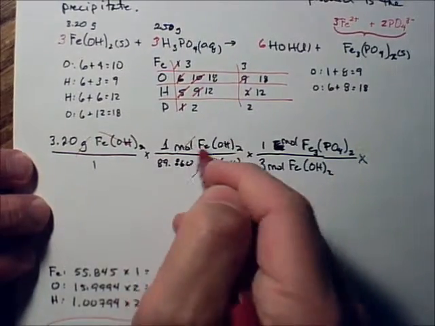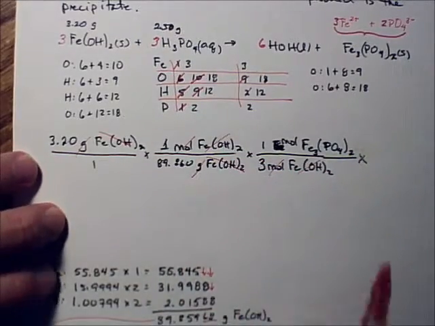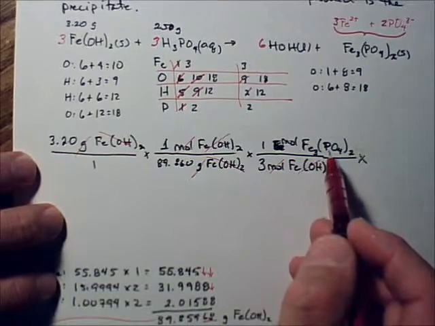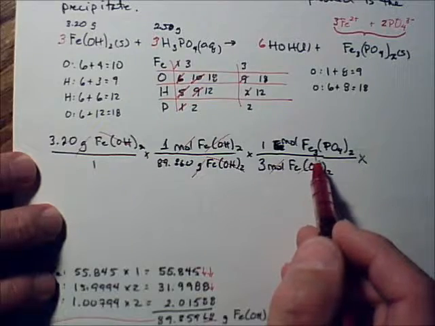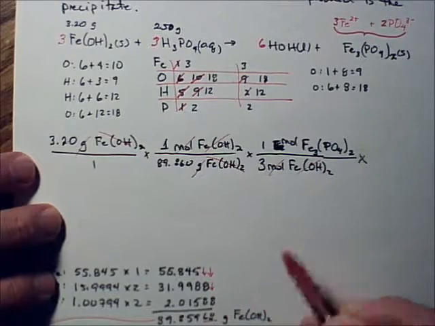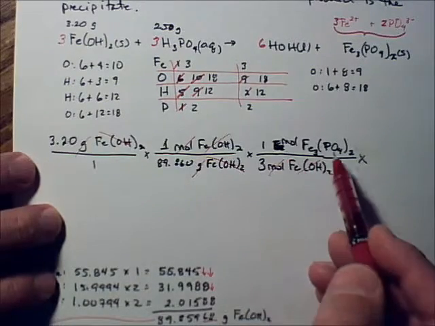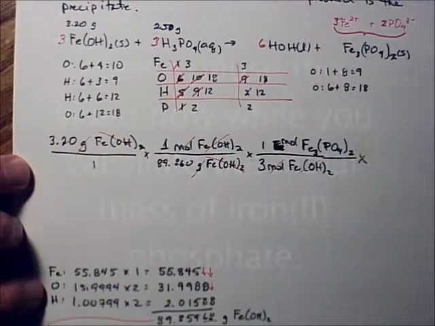So now we can cancel moles and iron 2 hydroxide. And we've canceled everything but moles of this, but the question doesn't need moles of this, it needs mass of this. So I need another molar mass calculation to go from moles of this to mass of this. I have to calculate the molar mass of iron 2 phosphate now. Okay?